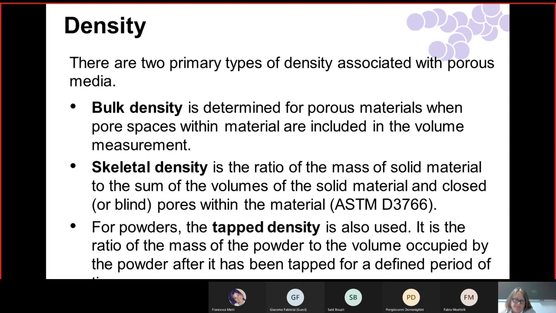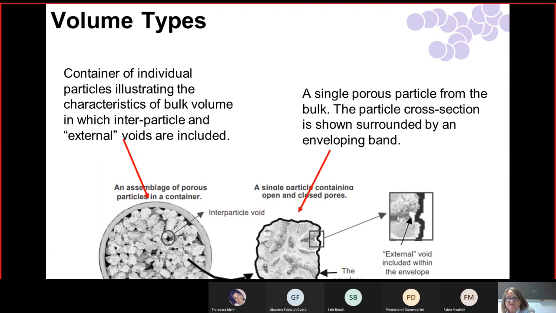So in order to calculate density, we need to know volume and mass. And again, I'm sure that this is obvious to you, but I'm talking more about what happens with porous materials. So there are a number of different types of volumes that we can define. And so if we have a powder or particles that maybe look like this in a container.